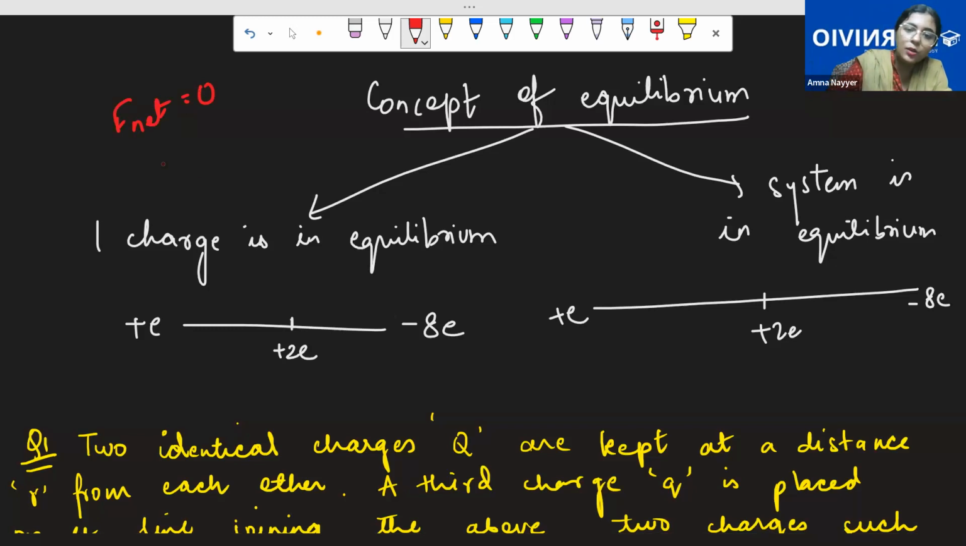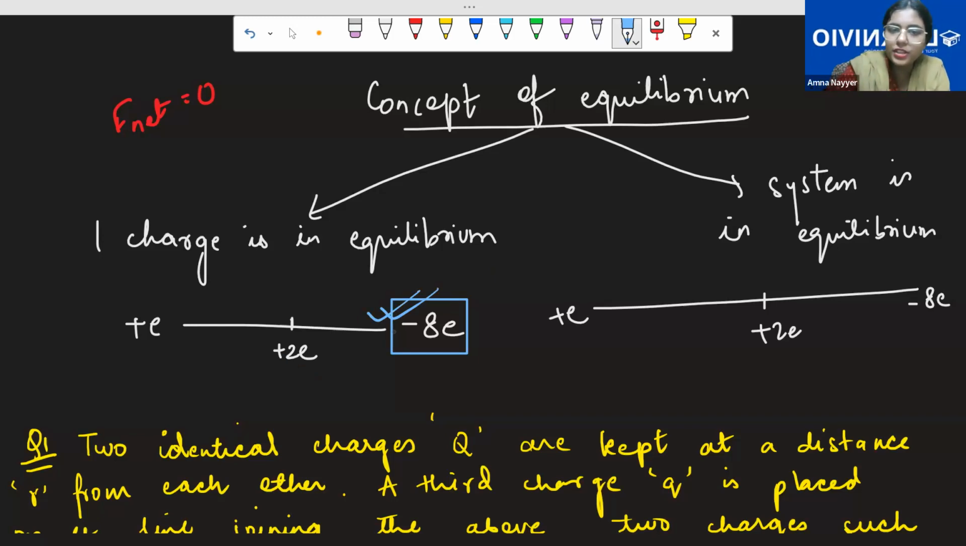When we talk about the equilibrium part, let's say three charges are present: plus E, plus 2E, minus 8E. If the question says one charge is in equilibrium, let's say minus 8E is in equilibrium, then only this one will be at rest, while plus E and plus 2E can move. So you just have to ensure that your minus 8E is at rest. That's it. We'll see how we have to ensure that.